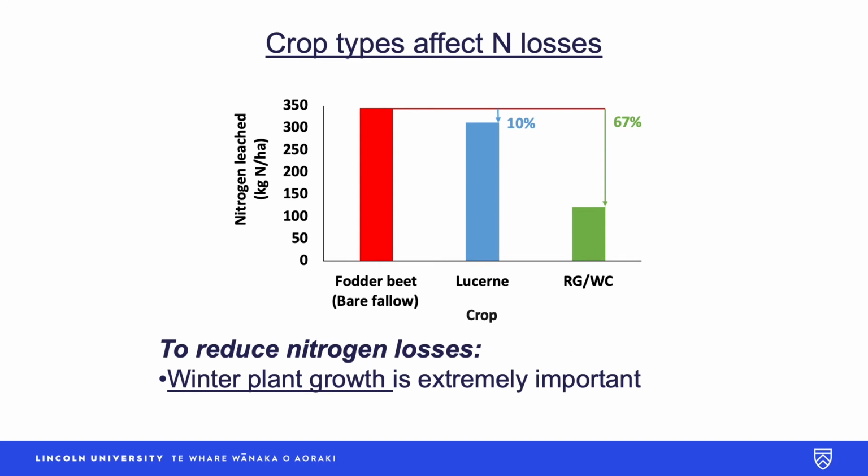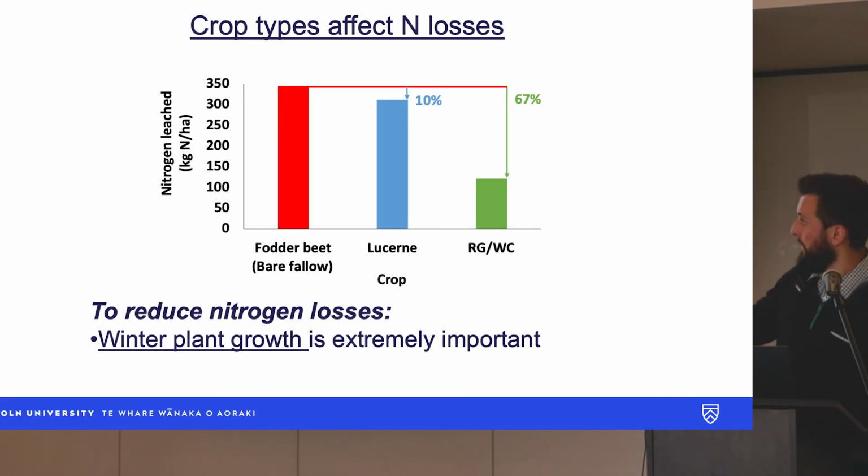So to reduce nitrogen losses, winter plant growth is extremely important. The bare fallow fodder beet soil leached a lot. Even going to a winter inactive lucerne reduced leaching by 10%, but going to that perennial ryegrass white clover pasture with some winter growth reduced nitrogen losses by 2/3.